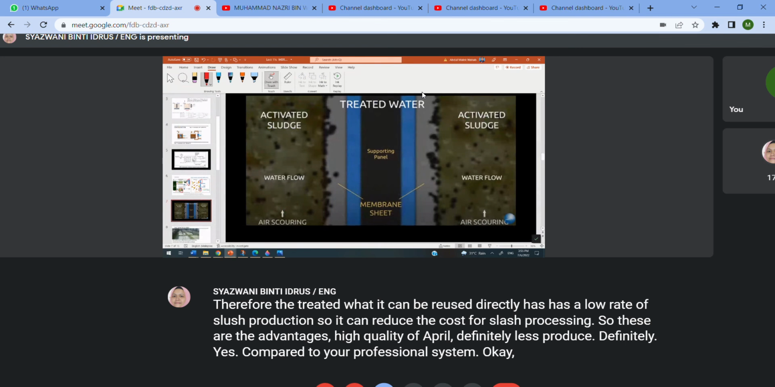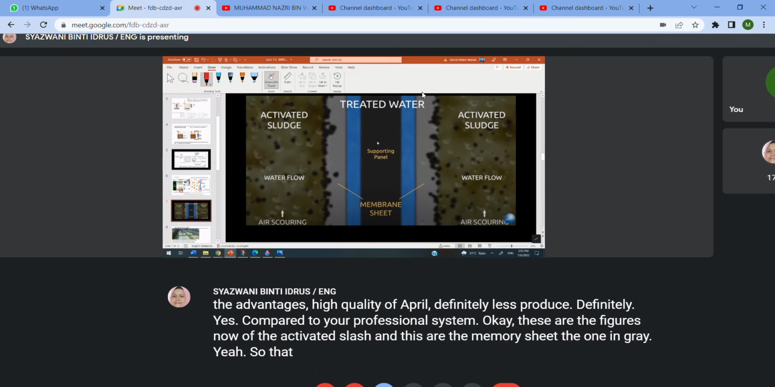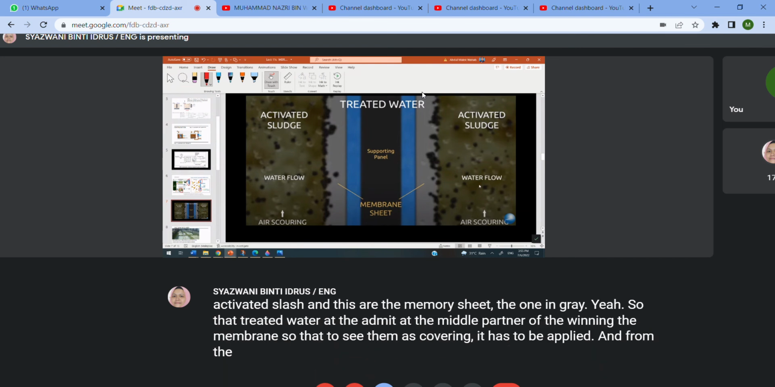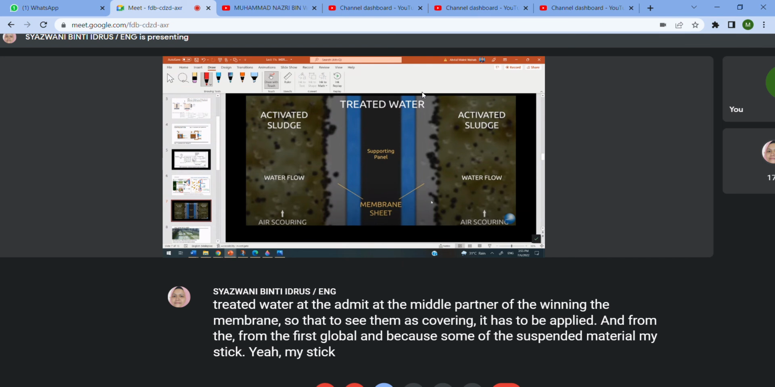These are the figures of the activated sludge. These are the membrane sheets, the ones in gray. The treated water is in the middle part, within the membrane. To see the air scouring, it has to be applied from the first blower, because some of the suspended material might stick on the membrane sheet.